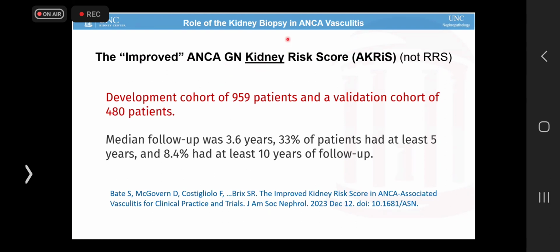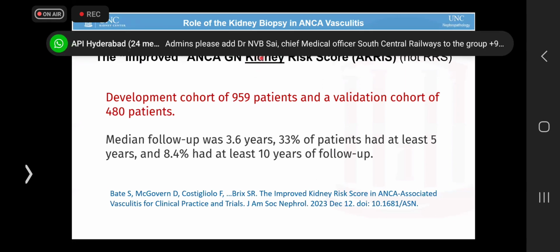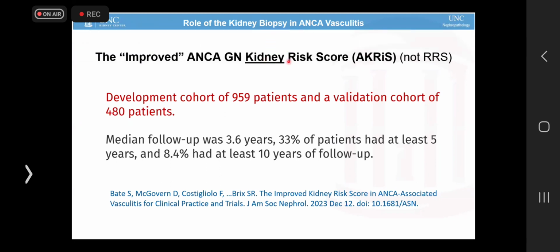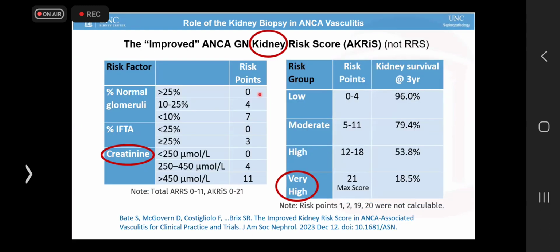This has adopted the approach of many nephrology groups, including the ASN and the ISN and KDIGO, to do away with renal and use the term kidney, which is better known to lay populations. And so it's now called the ANCA kidney risk score. A large series of patients here looking at outcomes. And the risk calculation has changed a little bit.